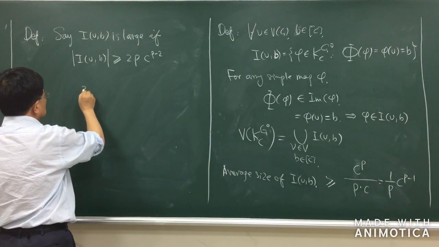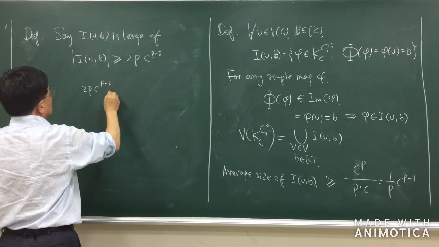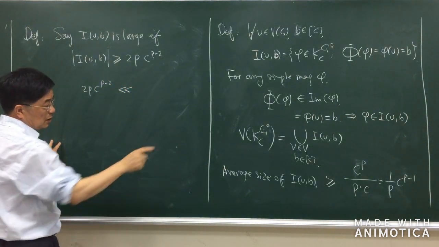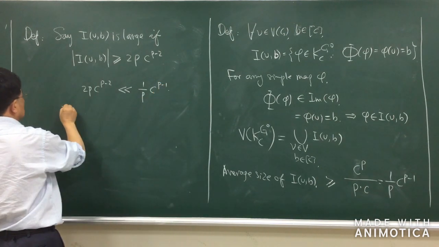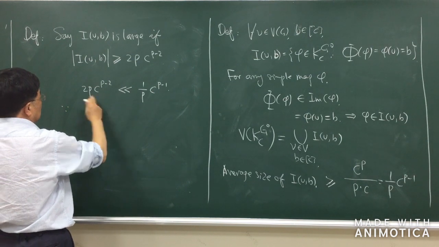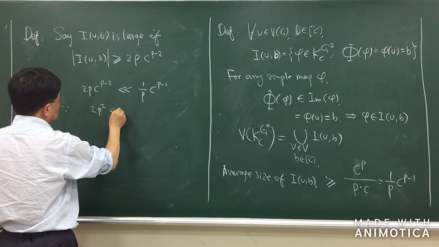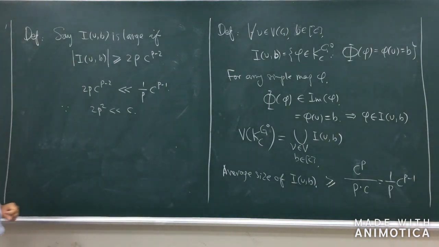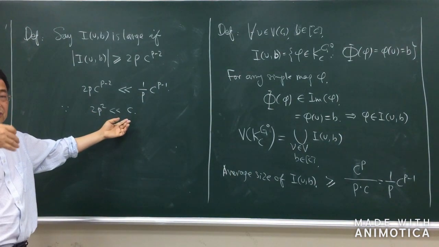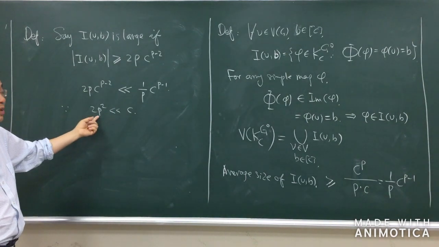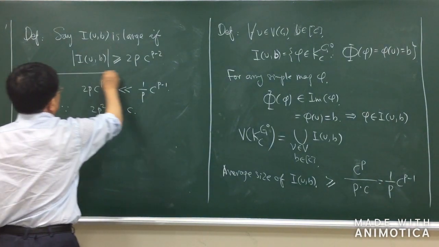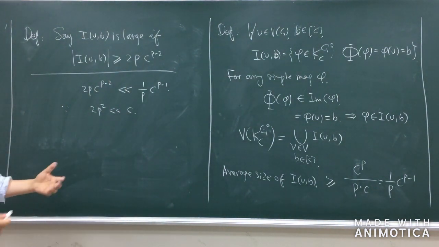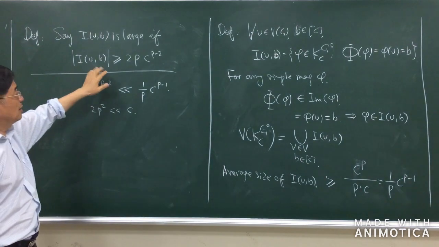Say this, 2P C^(P-2), is much smaller than the average size. The average size is C to the P minus 1. This is because when you divide, 2P squared is much less than C. C is 200-something, and P is just 200. So intuitively, most of those sets should be large because this is much less than the average.